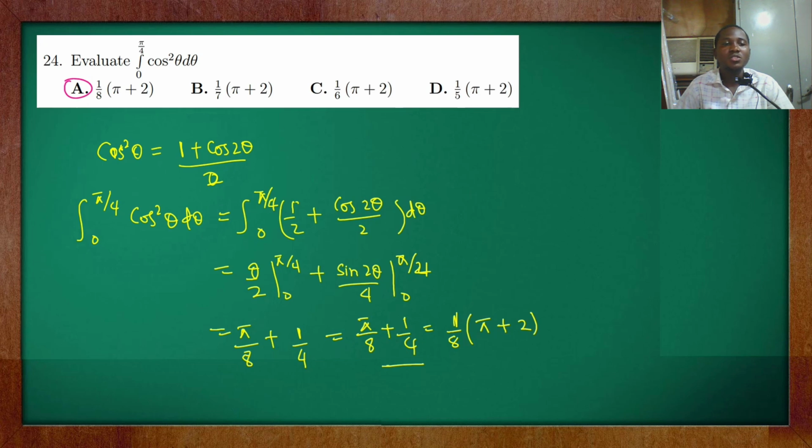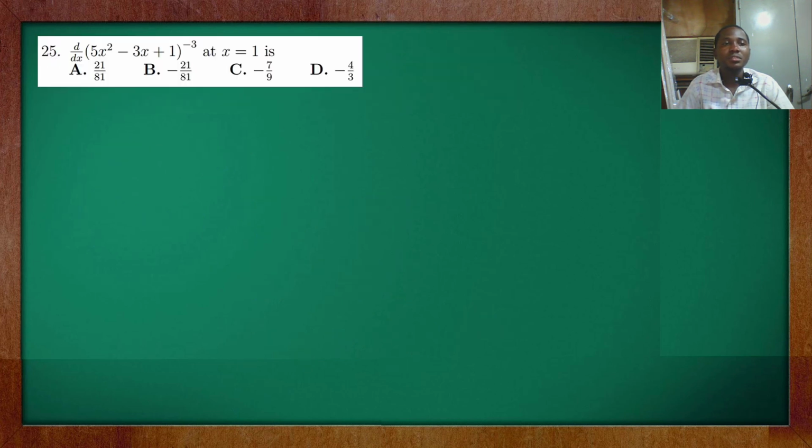So let's move on to the next question. In this question, we are asked to evaluate or find the d/dx at point x equals 1. Now don't forget that anytime you want to find the d/dx of, let's say, a function f of x raised to the power of n, what you are going to do is take n, differentiate this function, then write the function, then subtract 1 from the power. That's the key point here.